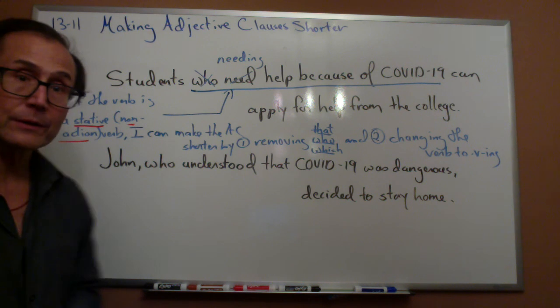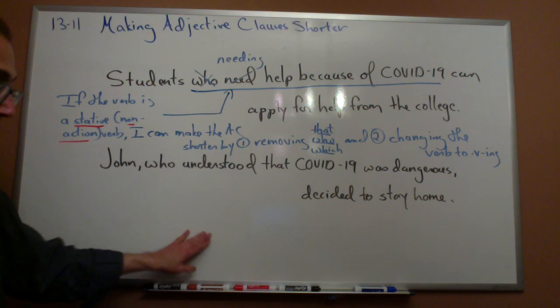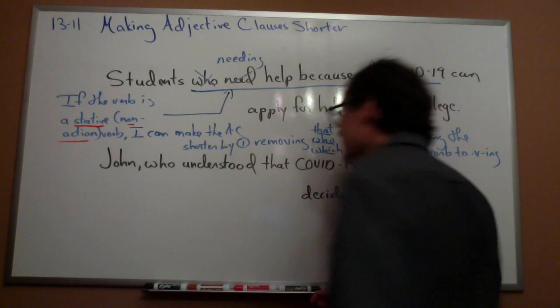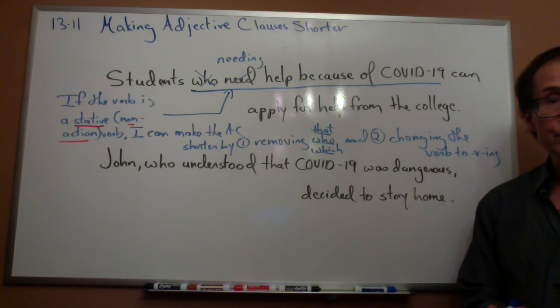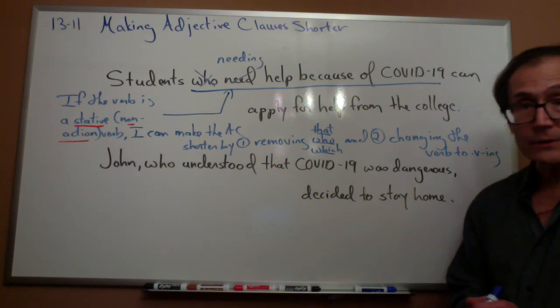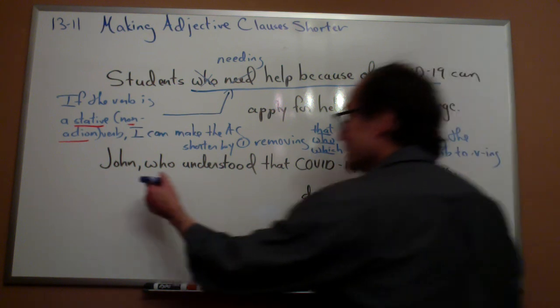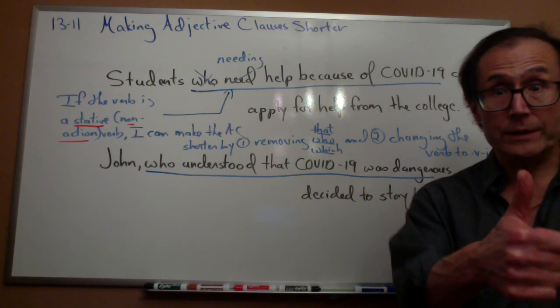Let's look at another example. John, who understood that COVID-19 was dangerous, decided to stay home. John, who understood that COVID-19 is dangerous, decided to stay home. Okay. Now, take a look at this sentence and please ask yourself, what is the adjective clause? Again, pause. Talk about it. And then when you're ready, you can start again. Okay. So, adjective clause here, if you said it was who understood COVID-19 was dangerous, good, you're right.